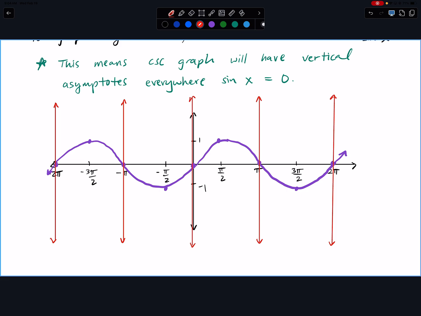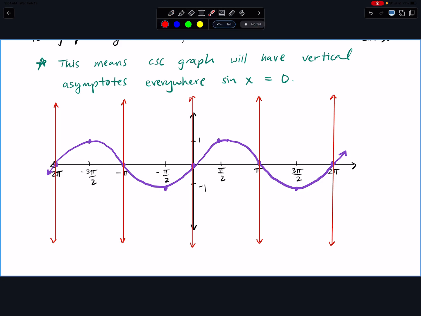Just think about what you guys know about asymptotes. Are we allowed to cross vertical asymptotes? No. So we know that this is a reciprocal, right? This cosecant graph, the cosecant function, is a reciprocal. So think about upside down. So this is how you graph the cosecant function.